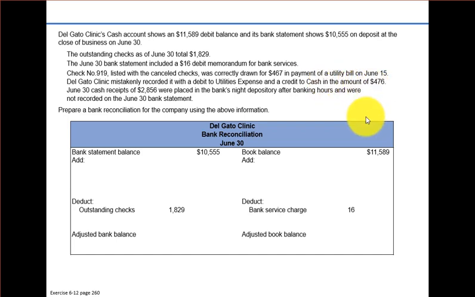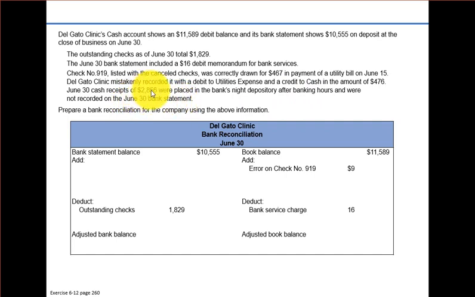So when we get this information back from the bank, we're going to have to adjust the book side, and we'll adjust it up by that $9. Now let's go on to the next one. June 30th, cash receipts of $28.56 were placed in the bank's night depository after banking hours and were not recorded in the June 30th bank statement.